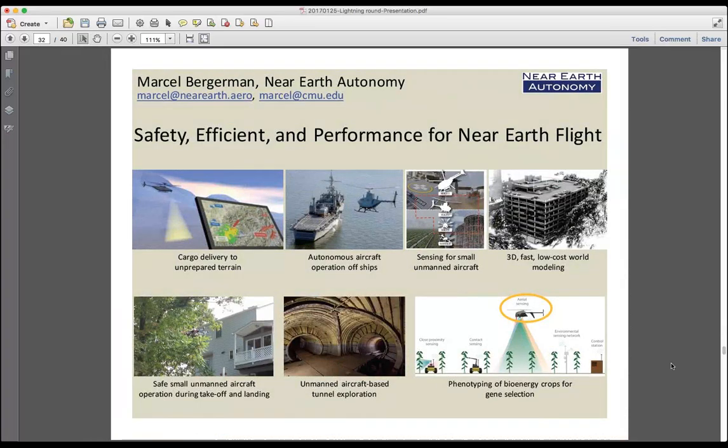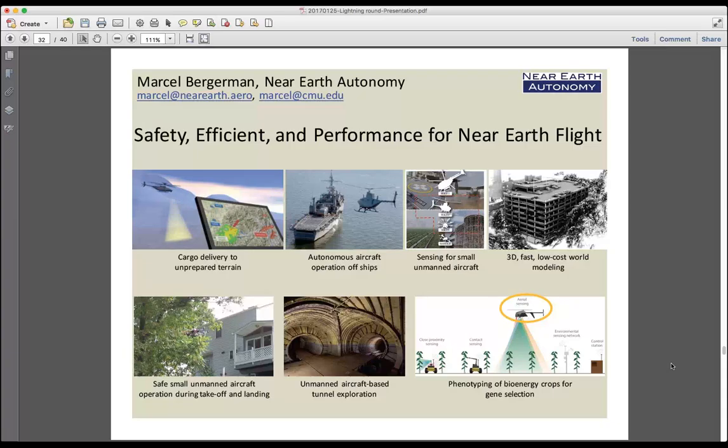Okay, that's me. I'm Marcel Bergerman, as everybody has figured out by now. Even though I do continue sending emails for the Ag Robotics TC from my CMU account, I'm no longer a CMU faculty for a couple of years now, since I've been running this small business, Near Earth Autonomy, in Pittsburgh for about 4 years now. And our company is essentially about making aerial vehicles autonomous, safe, and easy to use, and practical and useful.